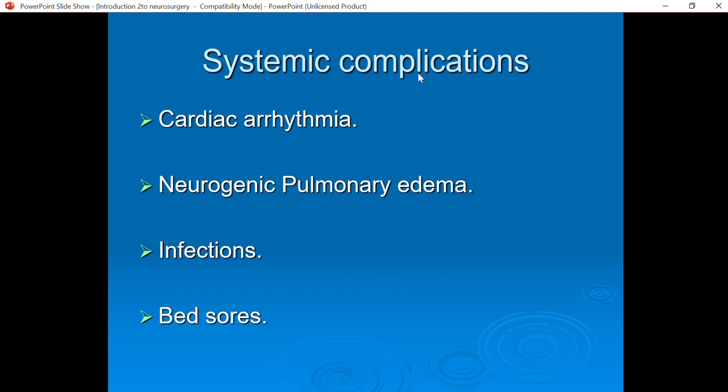Systemic complications of head injury. Cardiac arrhythmias, although it looks odd, but if we give you a question, all of the following are possible complications of head injury except, remember cardiac arrhythmia can be a complication of head injury, especially traumatic subarachnoid hemorrhage. They can develop neurogenic pulmonary edema, and they can develop infection and bed sores. This is well known, but the others look odd, so remember they are complications.